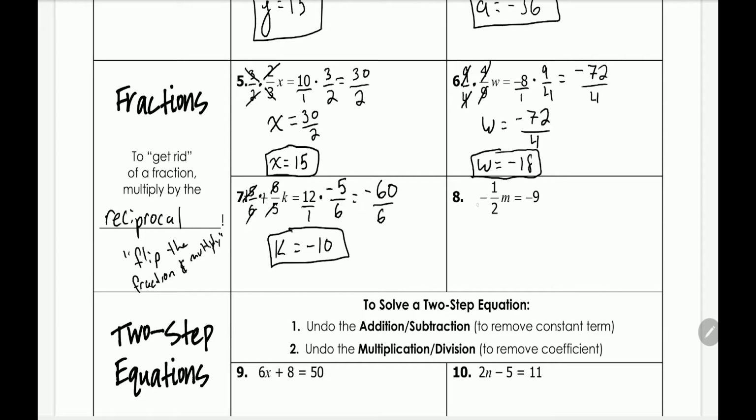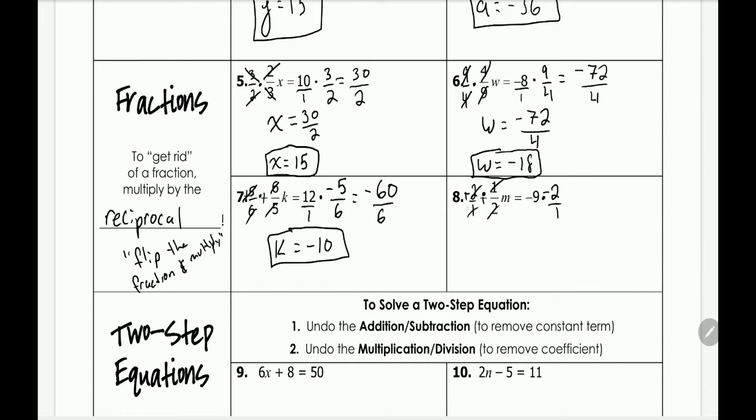Number 8, we have negative 1/2 m is equal to negative 9. So what we're going to do is we have to get rid of this negative 1/2. So we're going to multiply by the reciprocal. Well, negative 1/2's reciprocal is negative 2 over 1. And we're multiplying. Alright, and we also have to do this on the other side.